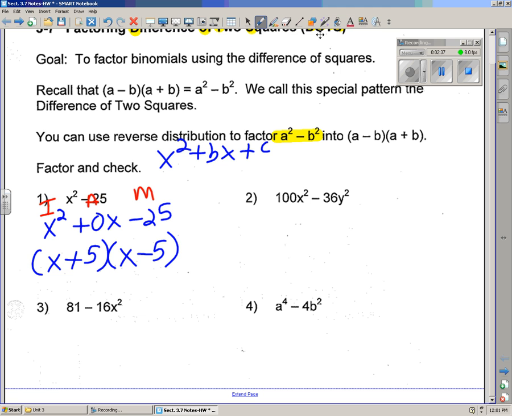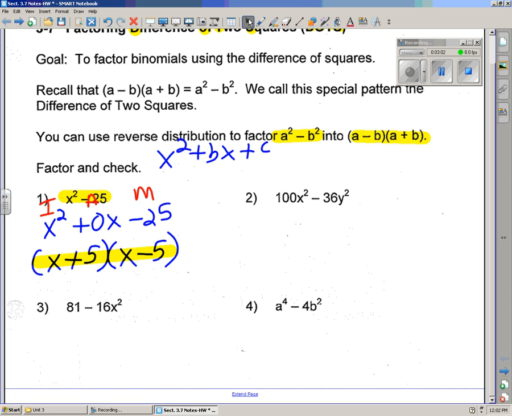If you've got the difference of two squares, two perfect squares being subtracted, your answer is going to be the square root of each of those perfect squares. In one parenthesis you have a minus, in one parenthesis you have a plus. So in this case, x squared minus 25 is (x plus 5)(x minus 5). The parentheses can be reversed, having the x minus 5 first and the x plus 5 second. It doesn't really matter.